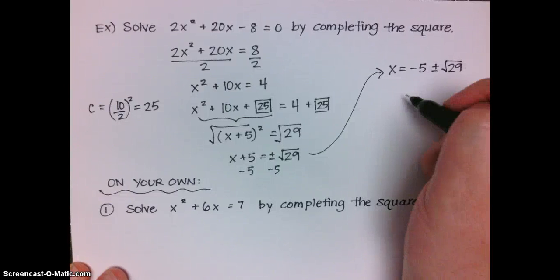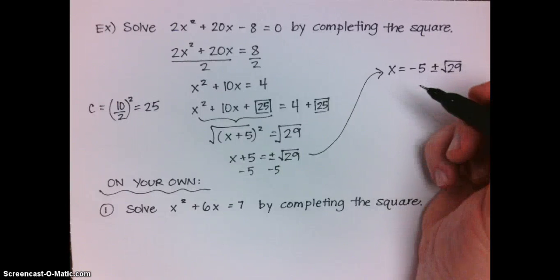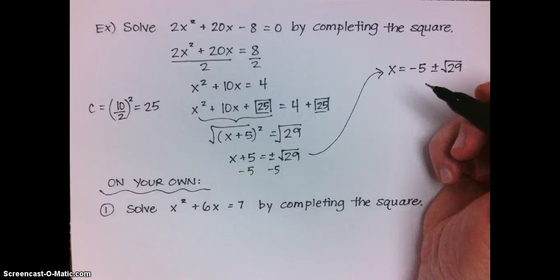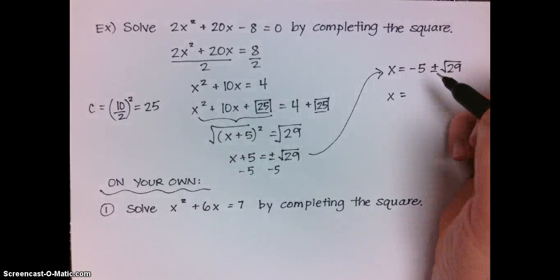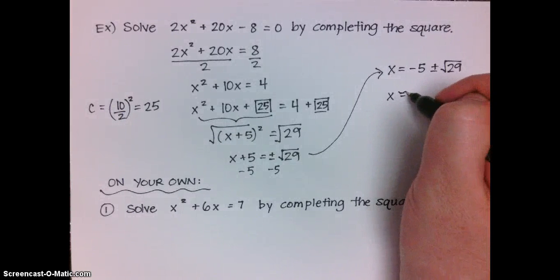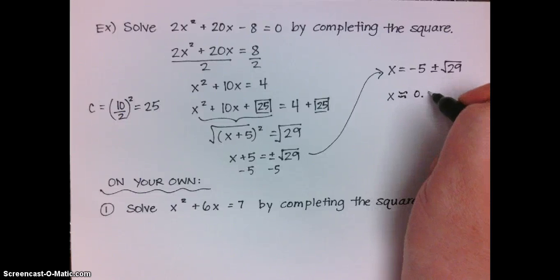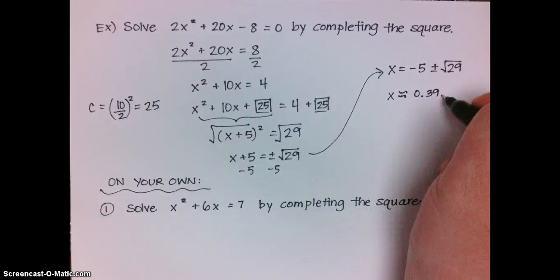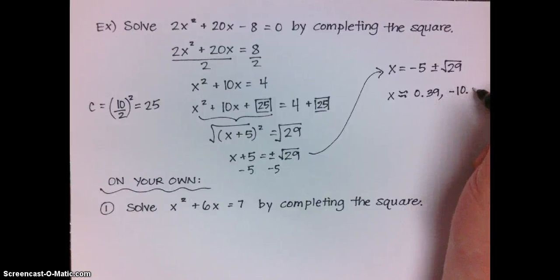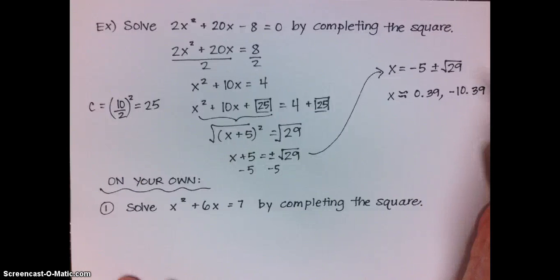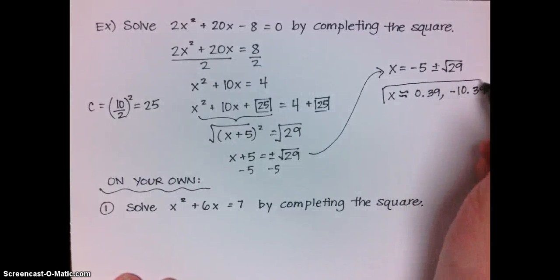So I've already done this on my calculator, and the two numbers that I get for my solutions are actually not too bad. The first one is about 0.39, and my second solution is negative 10.39. So I do have two solutions in the end. They're not exact, but they're very, very close.